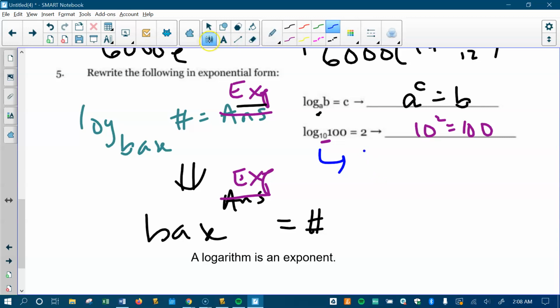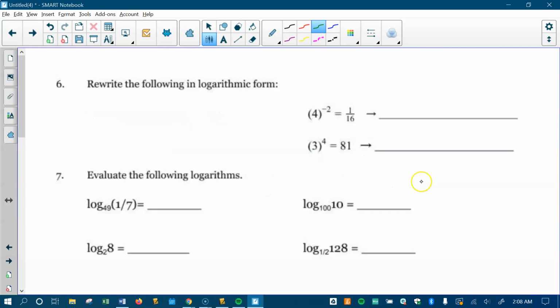And whenever we do not write the base, there's an automatic 10 there as the base. And sometimes that's implied. Let's go to number 6. We're halfway done. Okay, rewrite the following in logarithmic form.